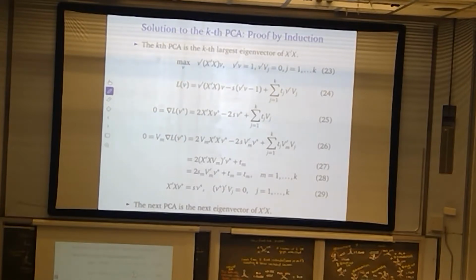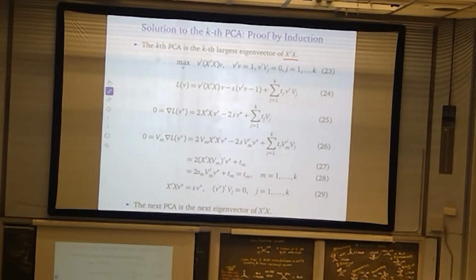So how do we have the solution for the first PCA? How do we solve the kth PCA? Let's do the proof by induction. We already know the first PCA is the largest eigenvector of X transpose X, that's the feature covariance matrix. That assumption is true for k equals 1.